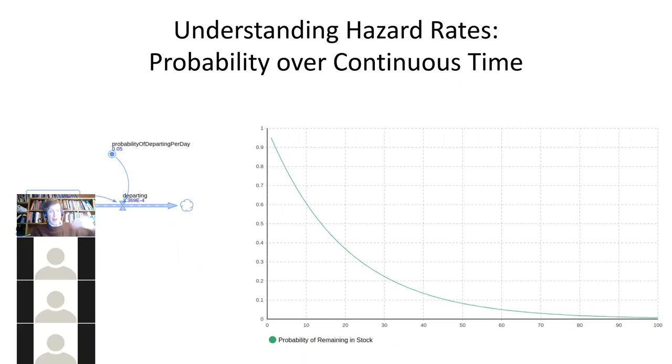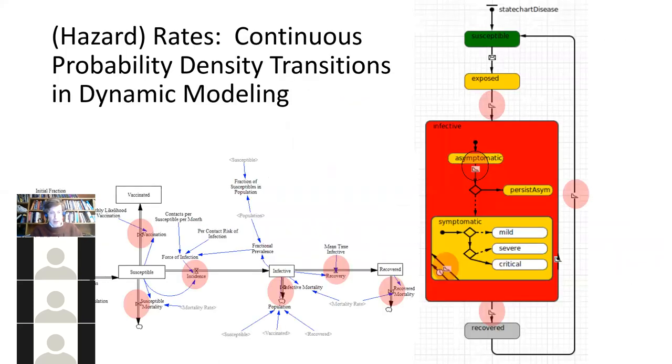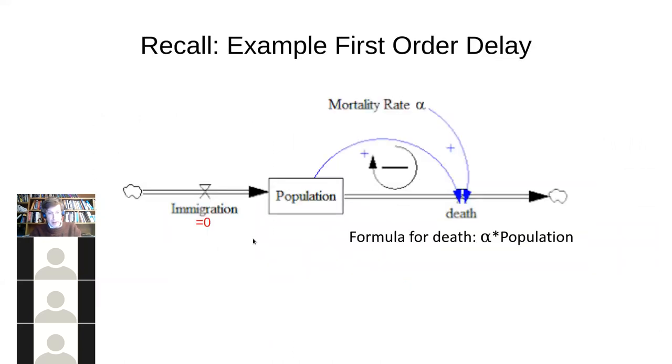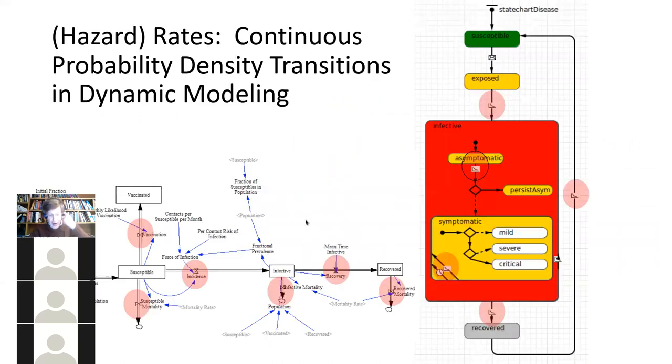Hazard rates are continuously operating. You could leave at any time. It's not that, in a diagram like this, it's only considering it once a year because you have a time unit of year. No, it's considering all through that year from the very start to later.